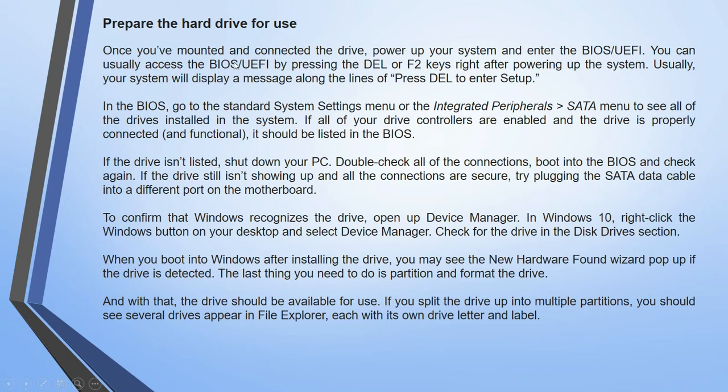Once you have mounted and connected the drive, power up your system and enter where? Your BIOS or UEFI. Here the two options are there, you can choose any one. You can usually access the BIOS or UEFI by pressing your Del key or F2 key from your keyboard.